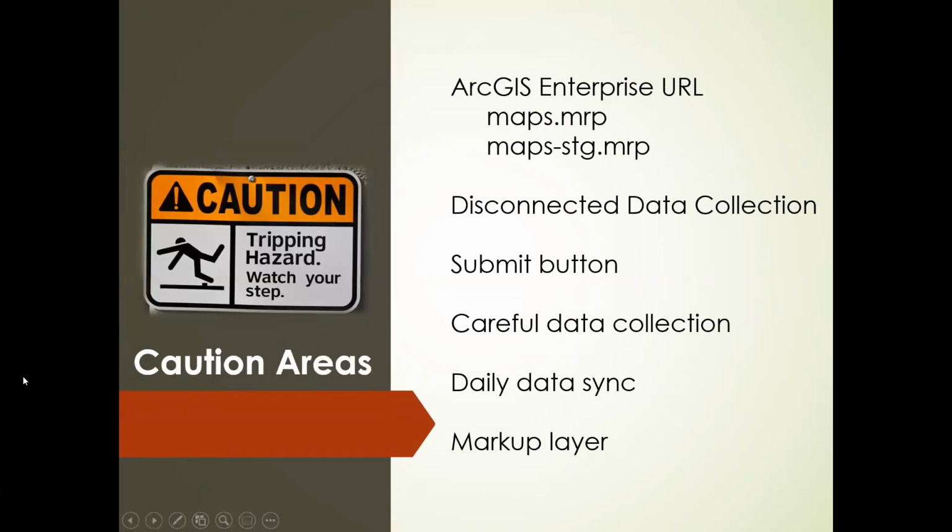I'm gonna try not to make you blind, but let's move into caution areas. So we talked about the main official map URL, which is maps.mrp. We also talked about a training version being present, and I showed you that training version in the stage portal, the maps-stg. So be very careful you're in the right one when you're entering real data. We talked about the disconnected data collection way to go about things, which can be done on the iPhone as well. We had to look at the submit button.